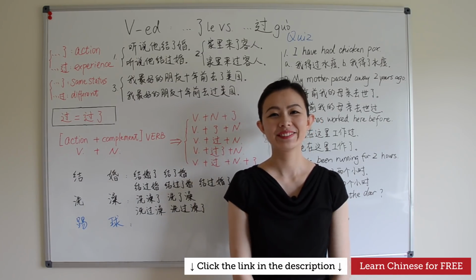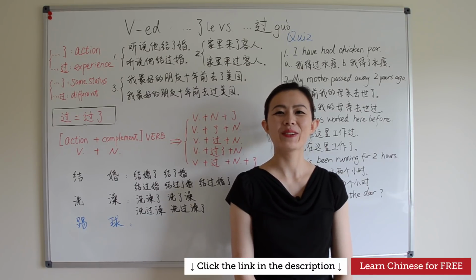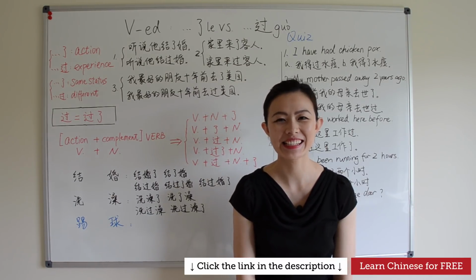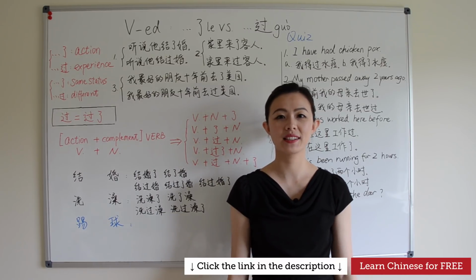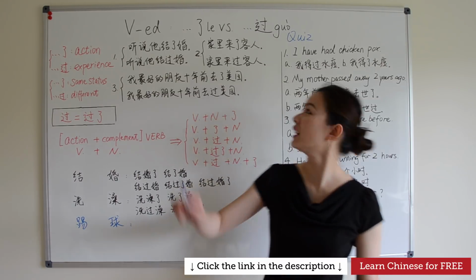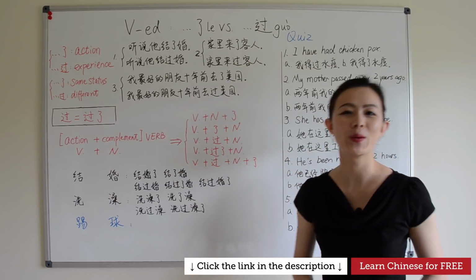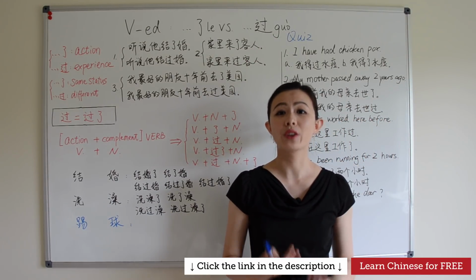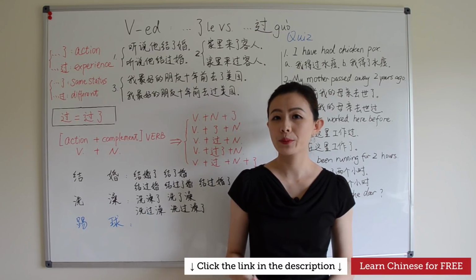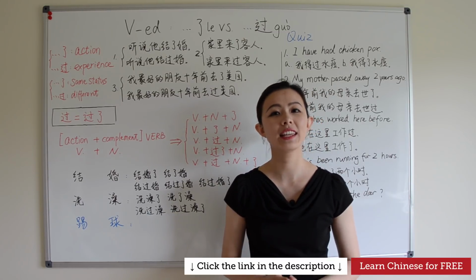Hi everybody, Yiru here. You're watching Chinese Whiteboard Lessons. In this lesson, we're going to talk about the differences between le and 过. These two words are usually used after verbs to describe actions that happened in the past.